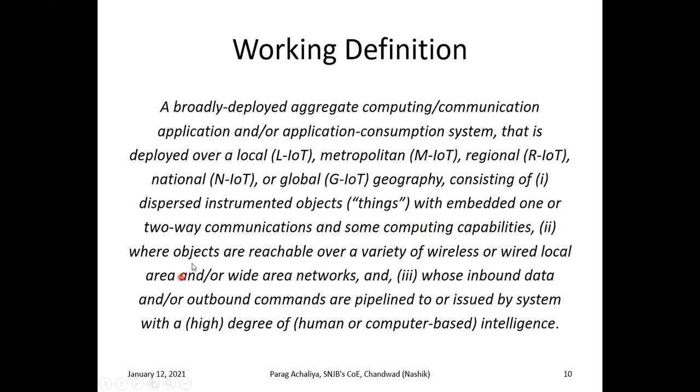Number two, where objects are reachable over a variety of wireless or wired local area or wide area network. The first thing was related with your object or thing. The second thing was related with your type of network. The network can be either your wireless network or your wired network, that will be your either LAN or your wide area network, that is your WAN, where all the objects are at proper reachable state.